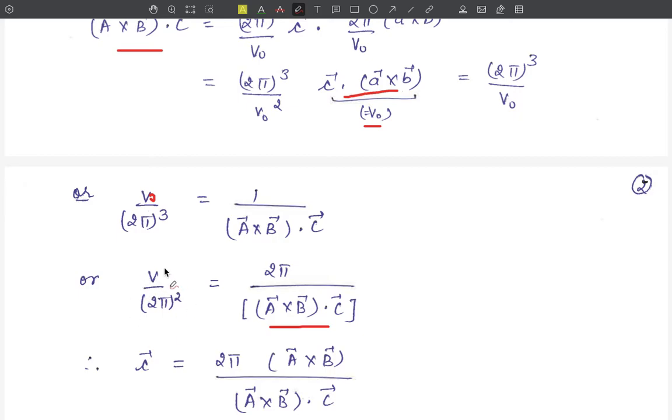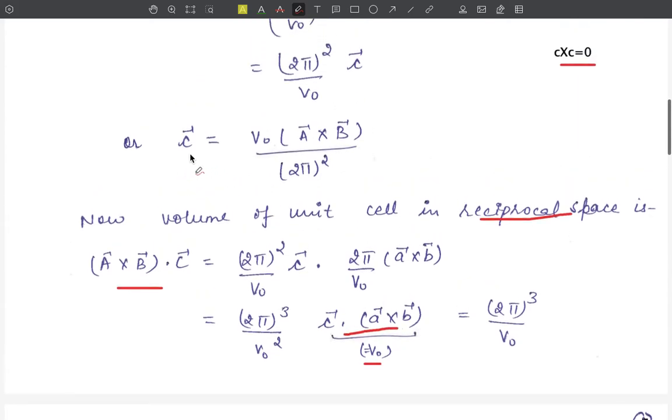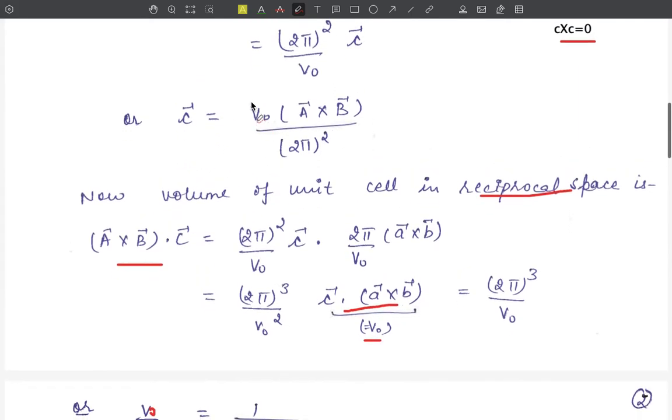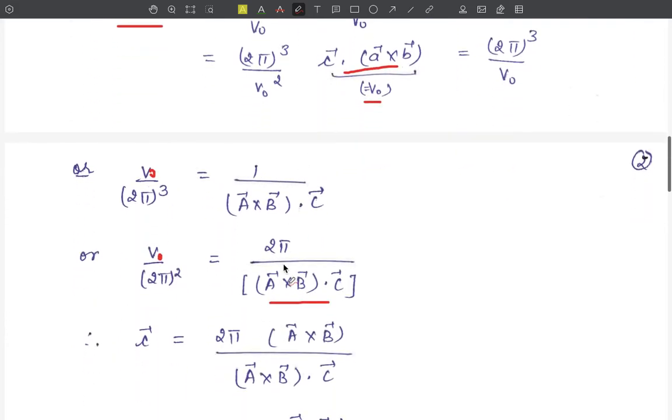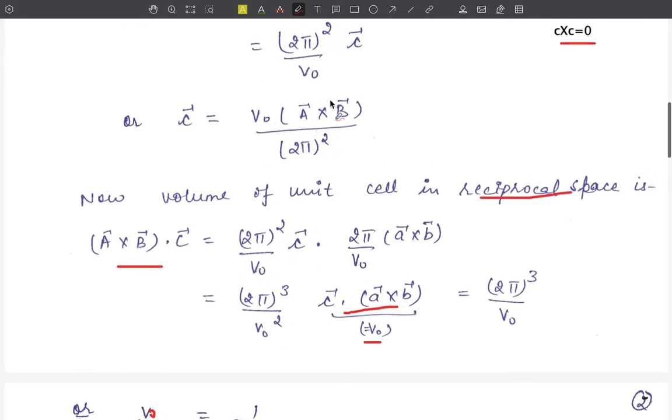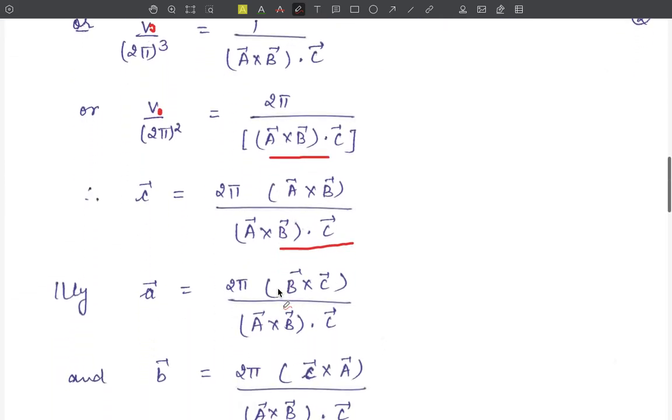Putting this value of V naught upon 2 pi whole square in the equation for small c vector, we get V naught upon 2 pi whole square is equal to this quantity 2 pi upon A cross B dot C, multiplied by A cross B vector. Therefore, we get the value of small c vector to be equal to 2 pi into A cross B upon A cross B dot C vector, where this A cross B dot C is the volume of the reciprocal lattice.